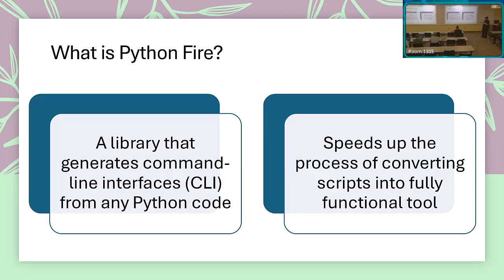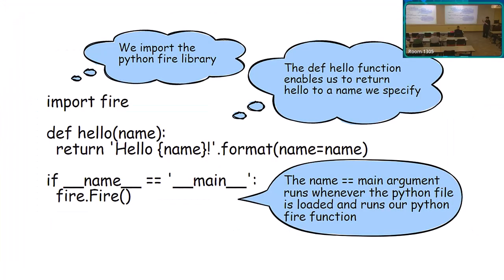Enter this incredible library called Python Fire. And let me tell you, this library is lit. It is a library that is automatically going to generate command line interfaces from any Python code. And I really do mean any Python code. It's going to speed up our process of turning our apps into fully functional CLI implementations.